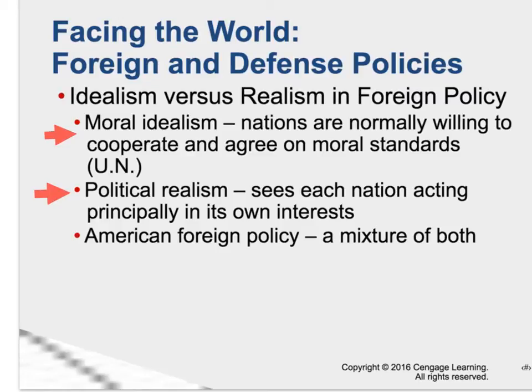U.S. foreign policy is based on both moral idealism and political realism. Moral idealism is a philosophy where it is believed that nations are normally willing to cooperate with each other and agree on moral standards for conduct. The United Nations is an excellent example of moral idealism. Political realism is a philosophy that sees each nation acting in its own self-interest. The world is inherently a dangerous place, and nations are looking out for themselves in relationships with other countries. U.S. foreign policy is a mixture of both.